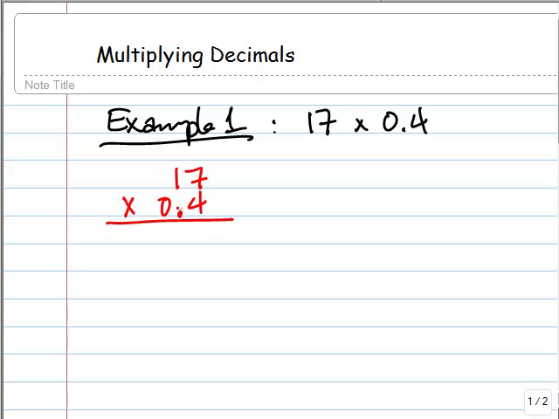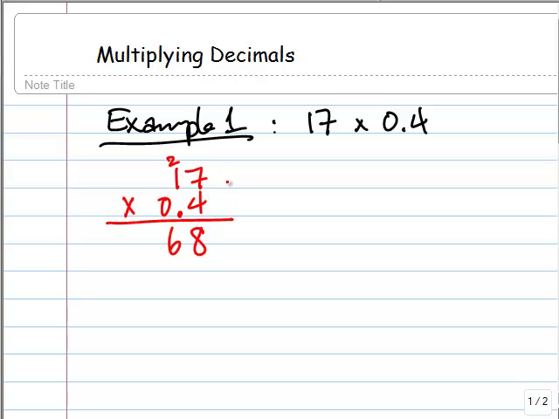What we do is we ignore the decimal point for the moment and multiply regularly. 4 times 7 is 28. Carry 2. 4 times 1 is 4, plus 2 is 6. So at this point we have our result to be 68. Basically 17 times 4 is equal to 68.